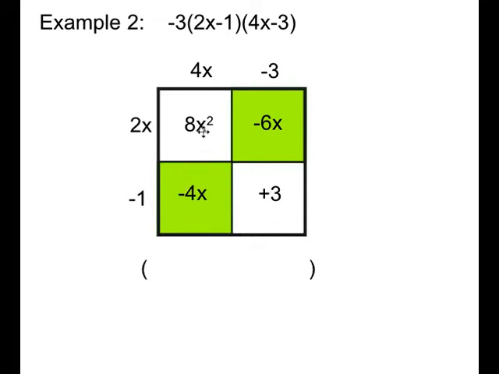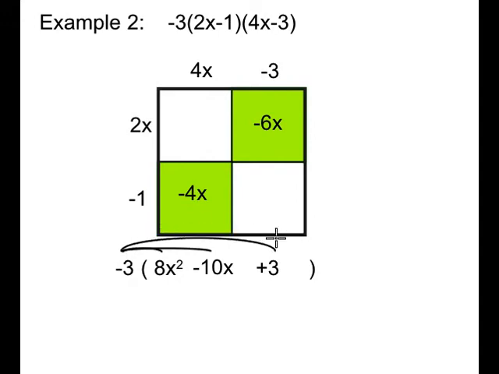Now that we have all the boxes filled in, we're going to carry down our 8x squared. We're going to add together the middle two boxes. Negative 4x and negative 6x make a negative 10x. And then we have our 3. We look at what's in front, which is negative 3, and we put that in front again. When we have a number in front, we go ahead and we distribute: negative 3 times 8x squared, negative 3 times a negative 10x, and a negative 3 times 3.